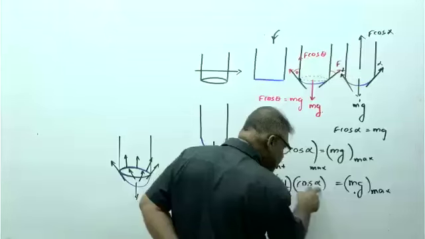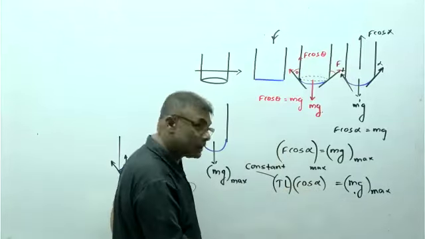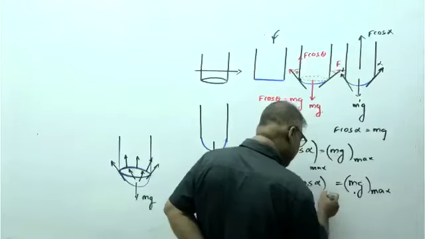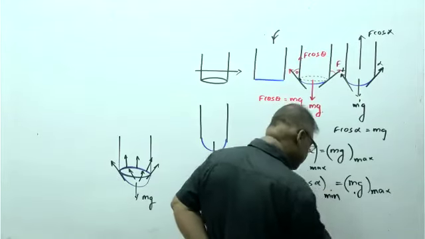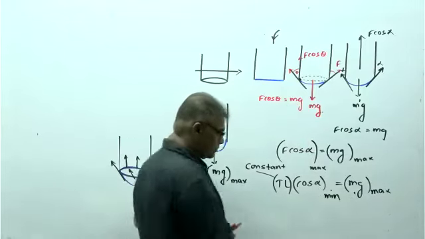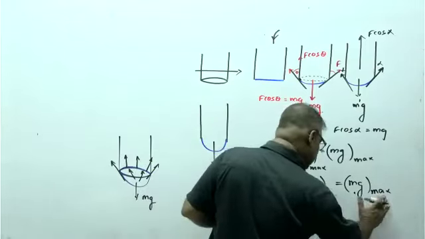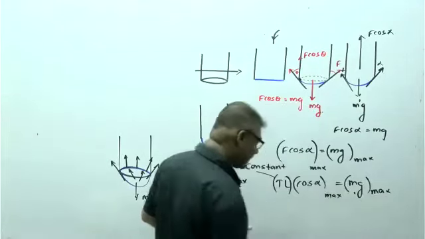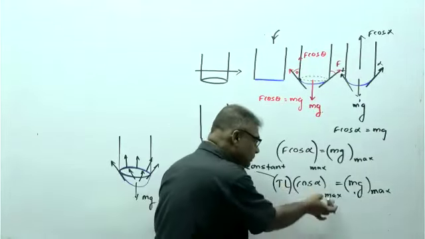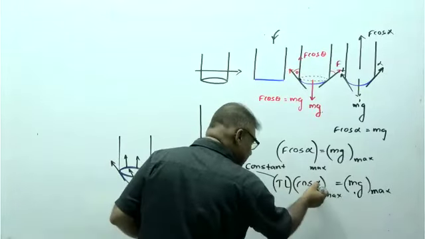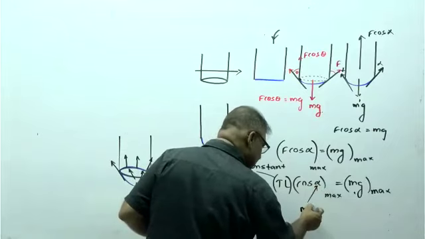And then the different one, the changing one, is this one, no? Cos alpha. To have this one maximum, cos alpha should be maximum, no? To have cos alpha maximum, alpha should be minimum. So to achieve this, alpha should be minimum.